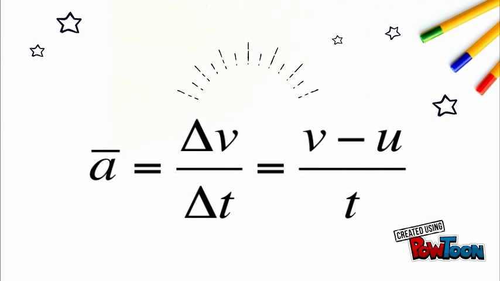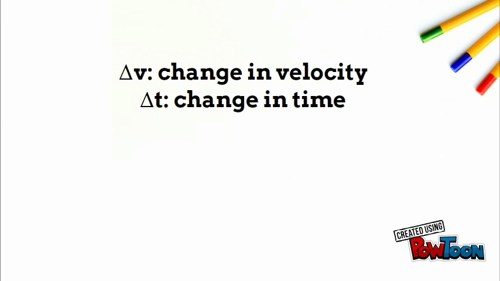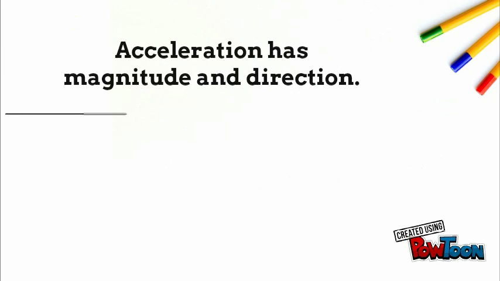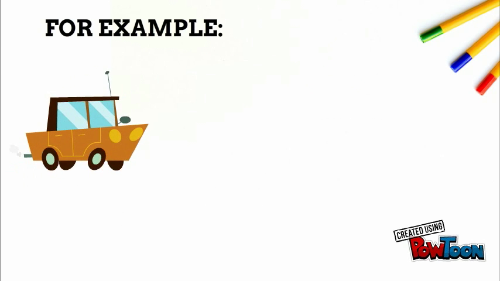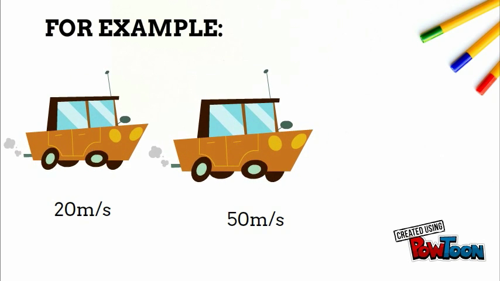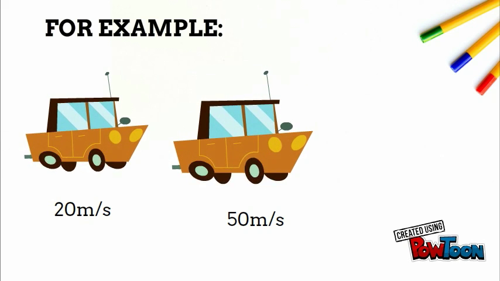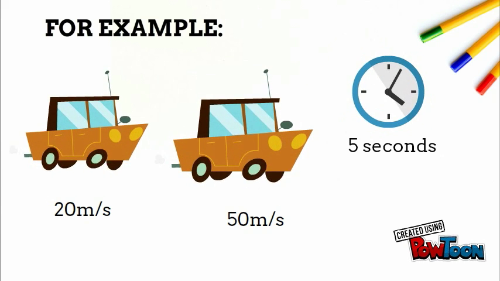Acceleration is obtained by this formula, which is average acceleration equals delta v divided by delta t. In other words, change in velocity divided by change in time. Acceleration has magnitude and direction, meaning that it is a vector. For example, right here we have a car that is going at a velocity of 20 meters per second, and then it changes its velocity to 50 meters per second in the course of 5 seconds.